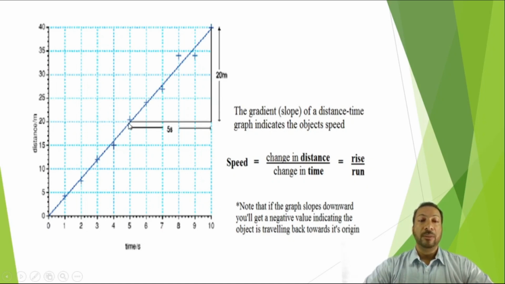So if it started off at 20 meters, then it goes up to 24. After another second, it goes up to 28. After another second, up to 32. After another second, up to 35. And by the 5th and final second, 4 more makes 40 meters. Please note that if the graph slopes downward, then you'll get a negative value indicating that the object is actually traveling back towards its origin.